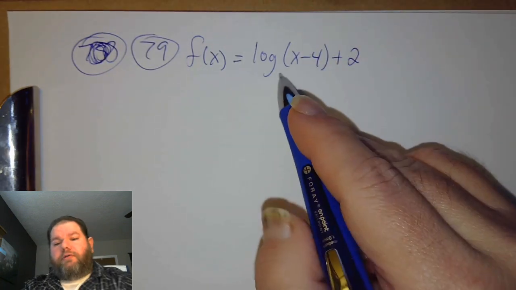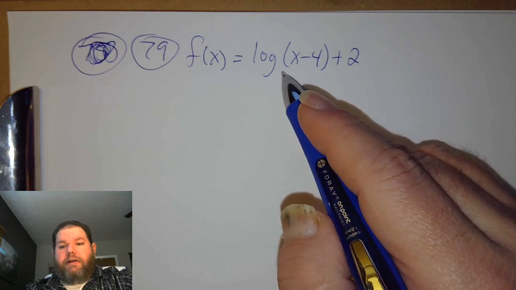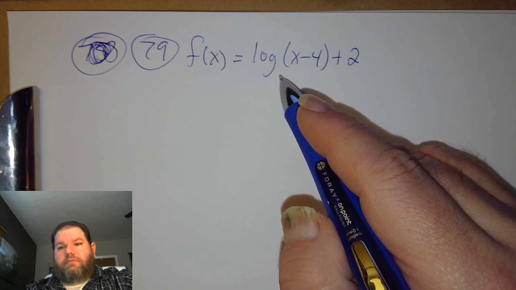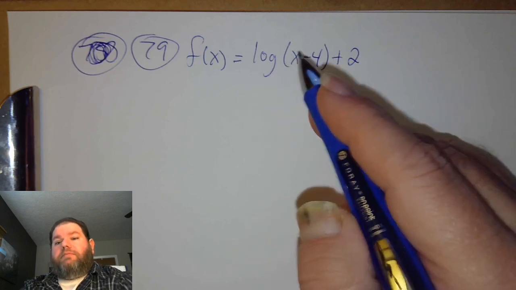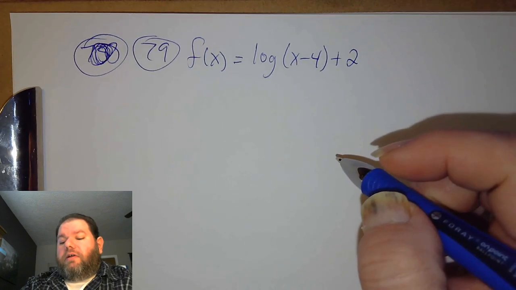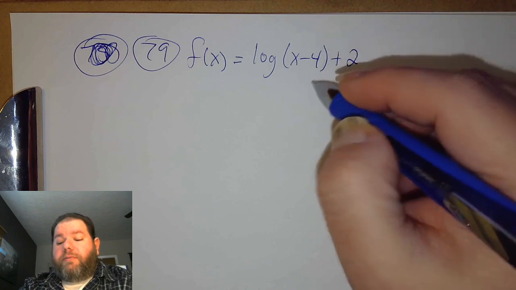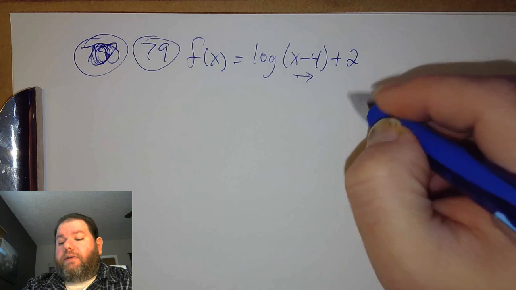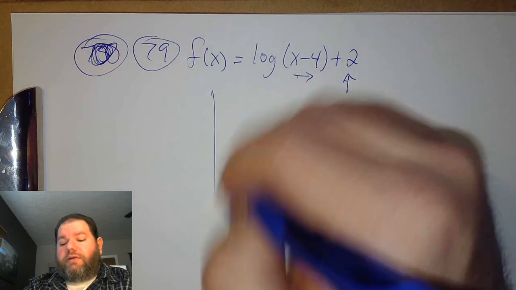What base is this logarithm? Since it's not written, yes, this is base 10. So we look at this logarithm and we have two shifts that have taken place. This is a shift right of 4 units and a shift up of 2 units from its original location.